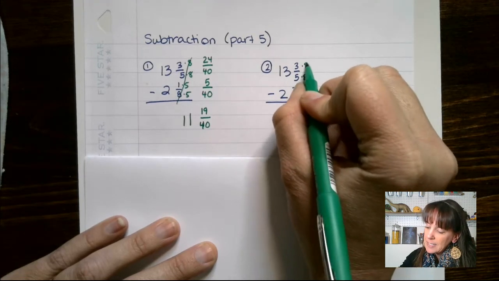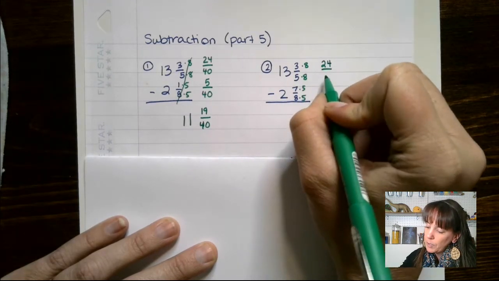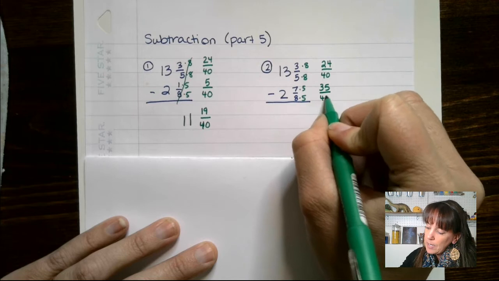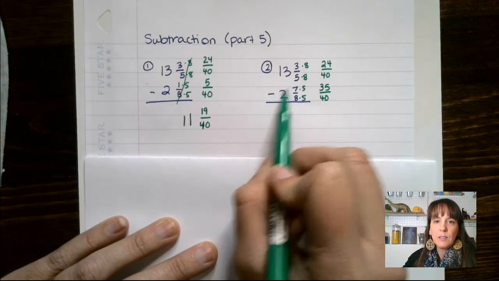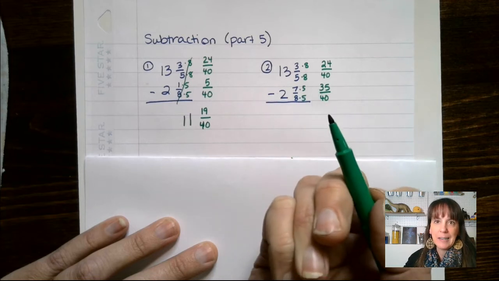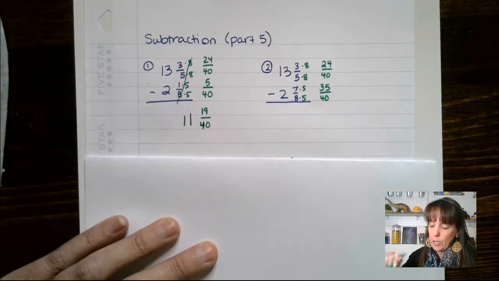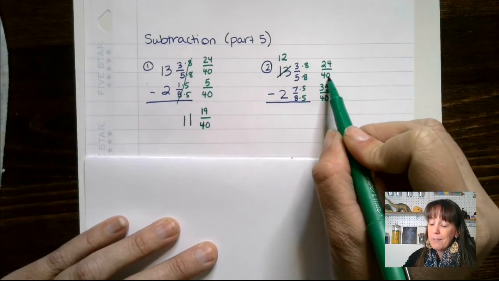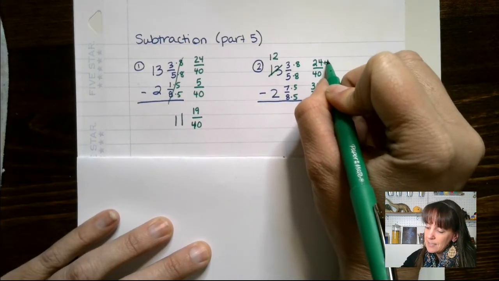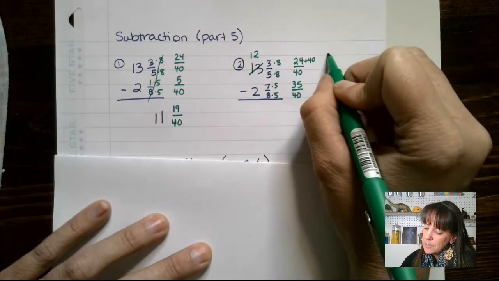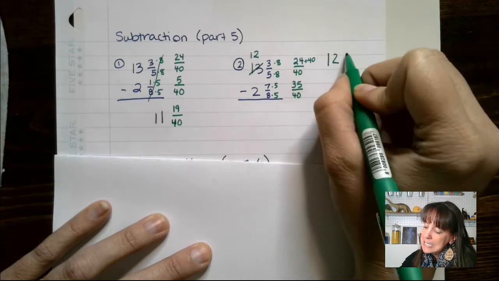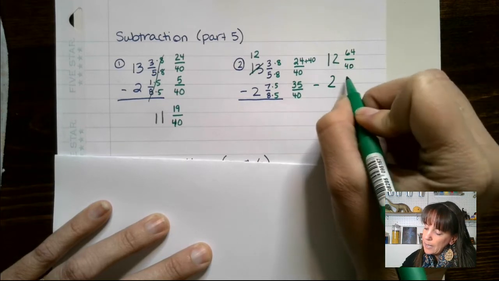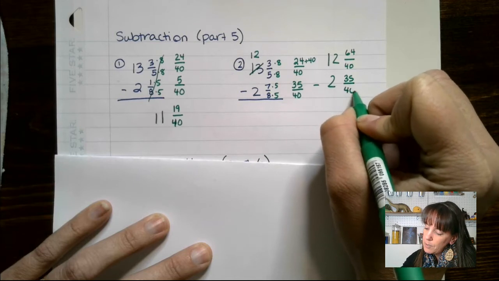If we go ahead and do this, we end up with 24 over 40 and 35 over 40. Now, if I go to subtract 24 minus 35, I'm going to get a negative number, and so I can't do that. So this is where you have to borrow. Here's how you borrow. You take 1 away from this, so this becomes 12. Whatever this bottom one is, you add to this here. So what we have now is 12 and 64 40ths minus 2 and 35 over 40.